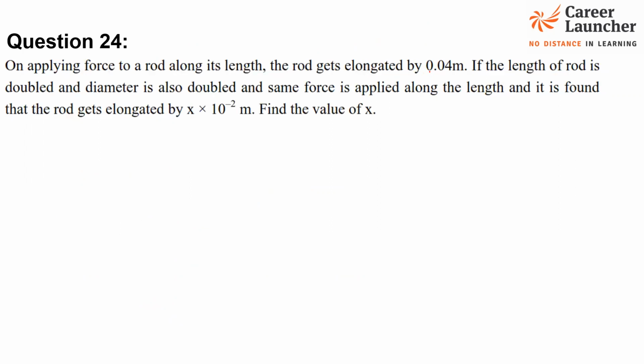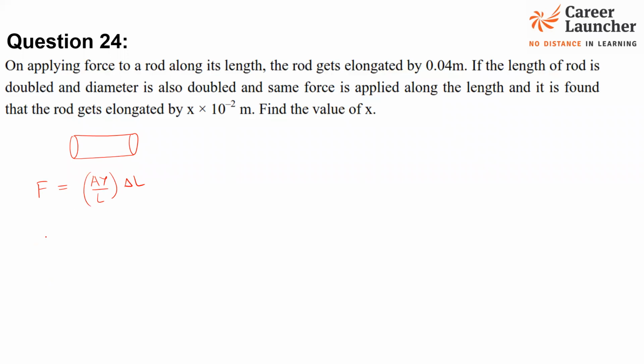24th, on applying force to a rod along its length, the rod gets elongated by this much. Now, if the length is doubled and the diameter is also doubled, the same force is applied, the rod gets elongated by something else. What is the value of x? So you can remember that F is equal to kx, so that is AY by L delta L. You can start your question from here.